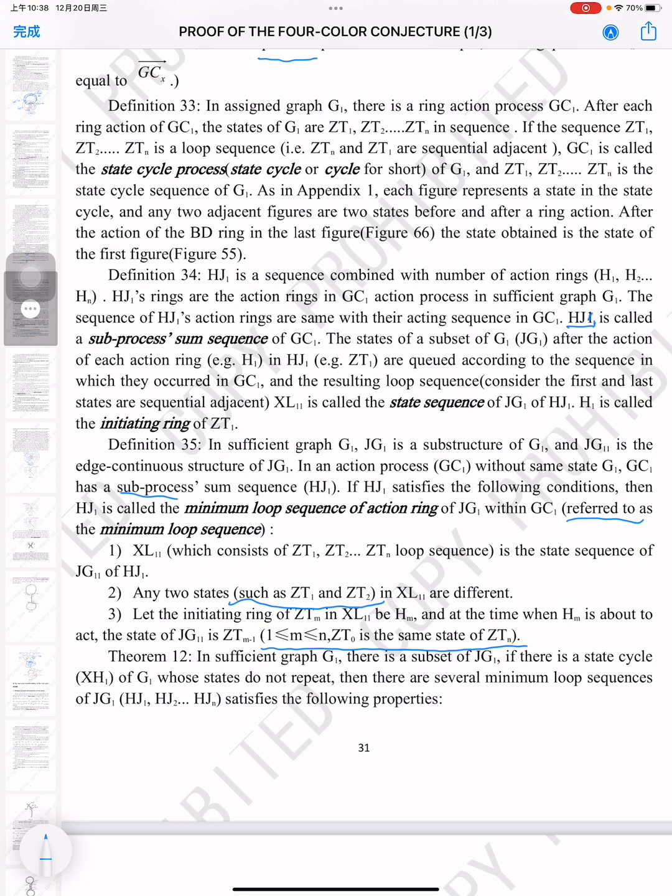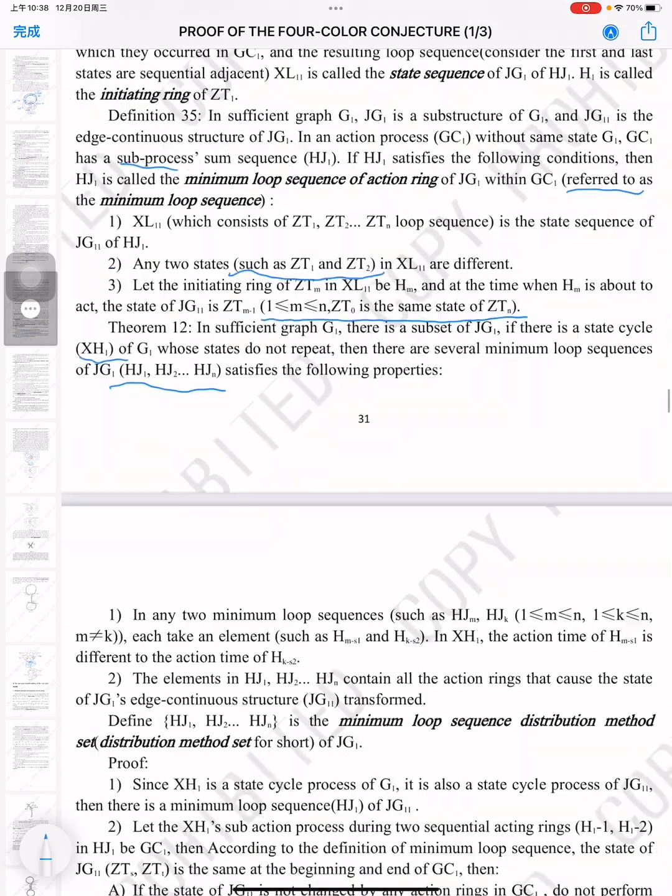Theorem 12. In sufficient graph G1, if there is a state cycle XH1 of G1 whose states do not repeat, then there are several minimum loop sequences of JG1 that satisfy the following properties.